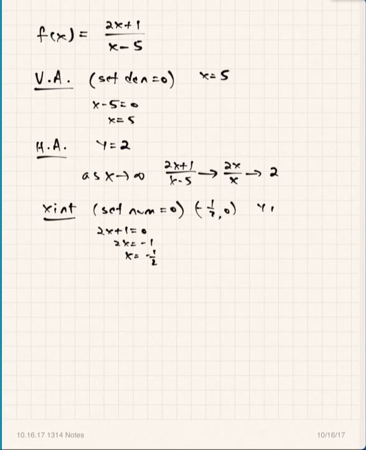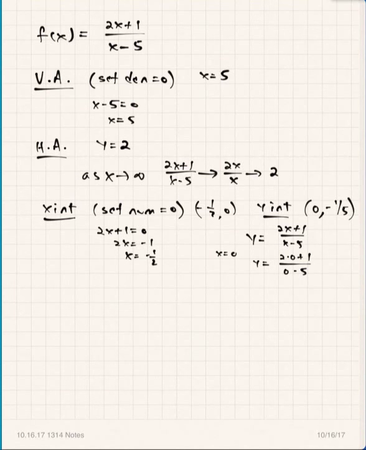And then the y-intercept, finally. We take our function, f of x equals 2x plus 1 over x minus 5, so that's y equals 2x plus 1 over x minus 5, and we substitute 0 for x. When you substitute 0 for x, you get y equals 2 times 0 plus 1 over 0 minus 5, and you get negative 1/5. And so our y-intercept is at 0, negative 1/5.